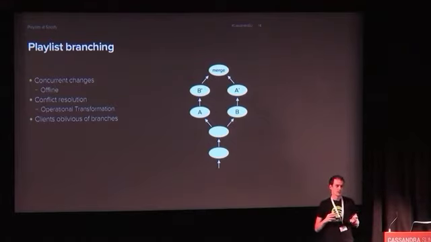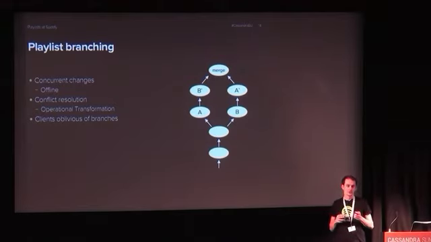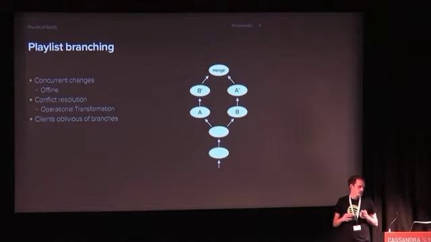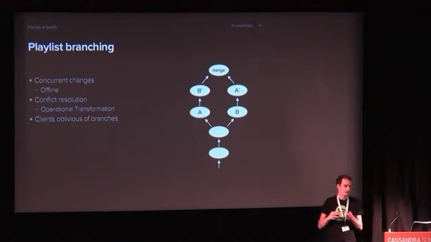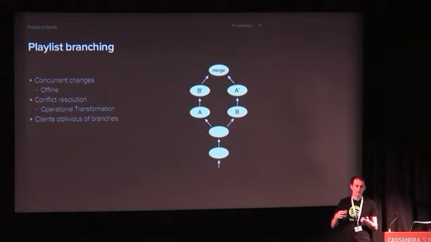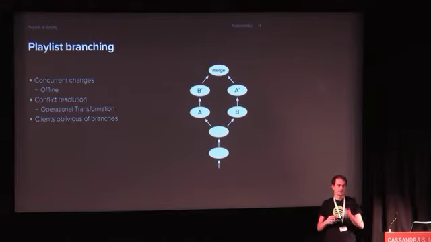You get one head again, and what's even better is that the clients are completely oblivious that the playlist has branched. So the client that did change A in the left branch, when it syncs the playlist again, will receive change B prime, which it thinks happened after its change, and it will be happy. And the client that made change B, when it syncs the playlist, will receive change A prime and be happy. So they both end up with the same result. The clients thought it was a linear history.